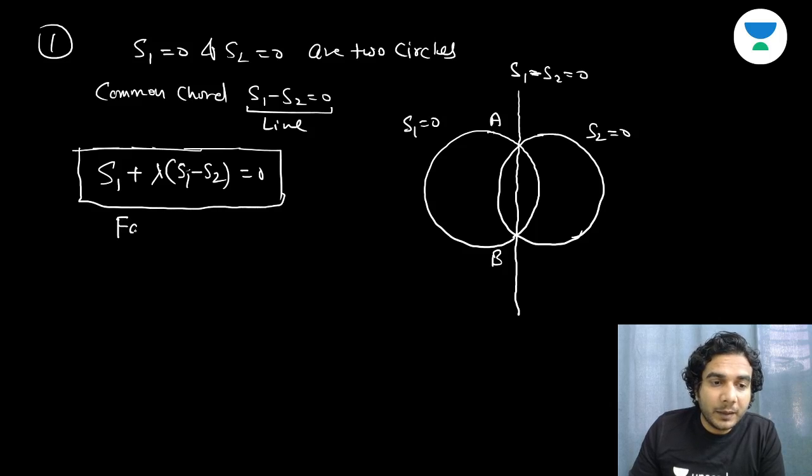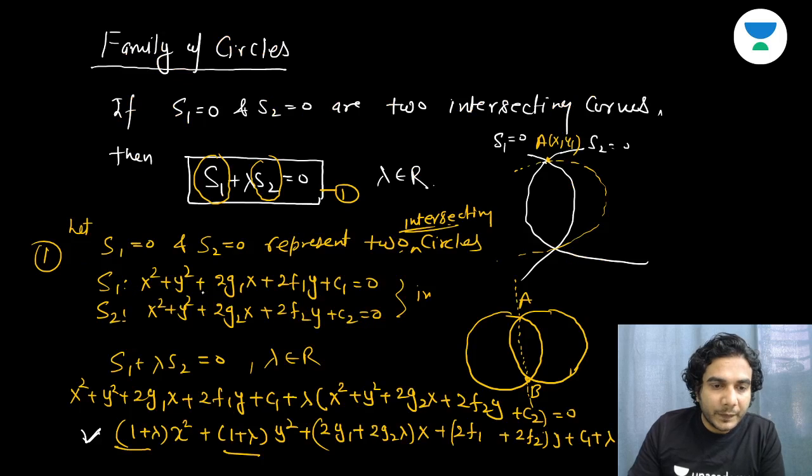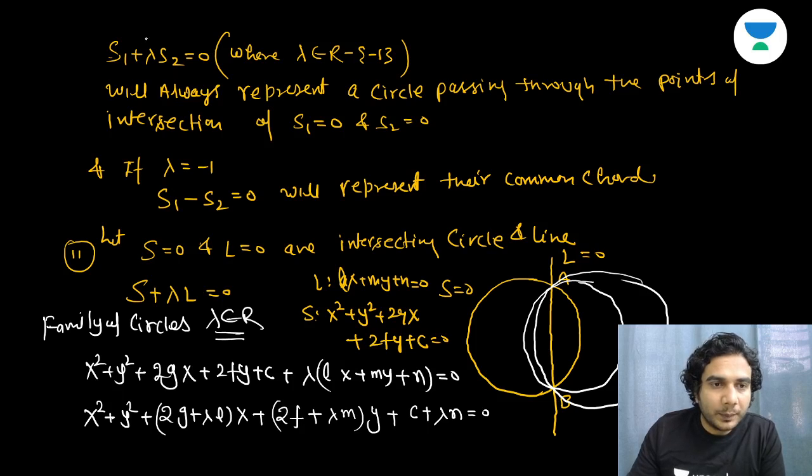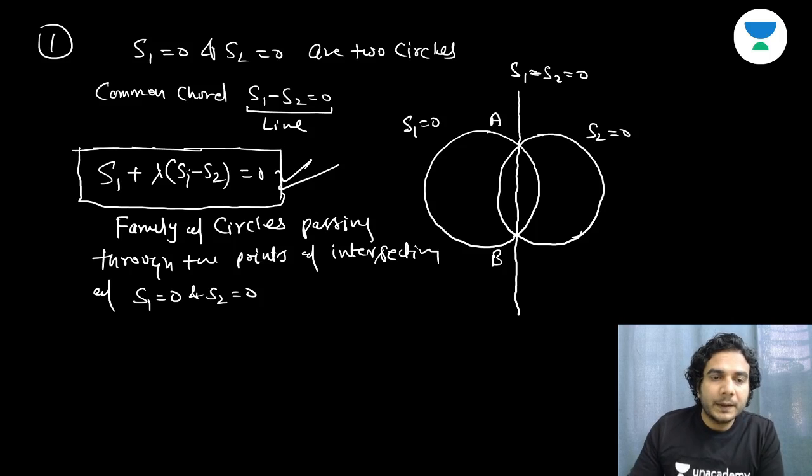This is representing a family of circles passing through the points of intersection of S1 is equal to 0 and S2 is equal to 0. So rather than using the first equation, S1 plus lambda S2 is equal to 0, you should always use this equation. So now we have modified our first equation in this form. This will involve less calculation.